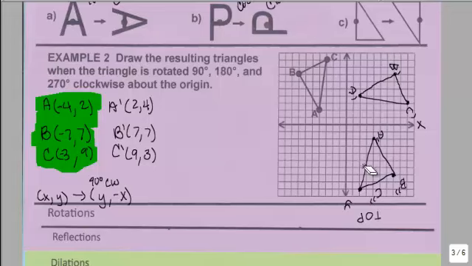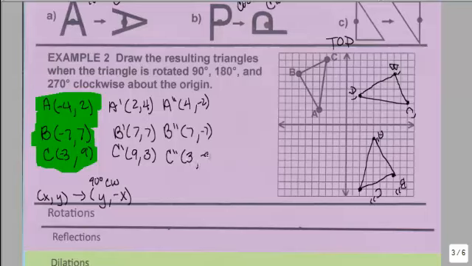Okay. Now put your paper back to its original so that this becomes the top. So turn your foldable back around, and we're going to do those coordinates. So A double prime is at 1, 2, 3, 4, negative 2. B double prime is at 7, negative 7. And C double prime is at 3, negative 9.